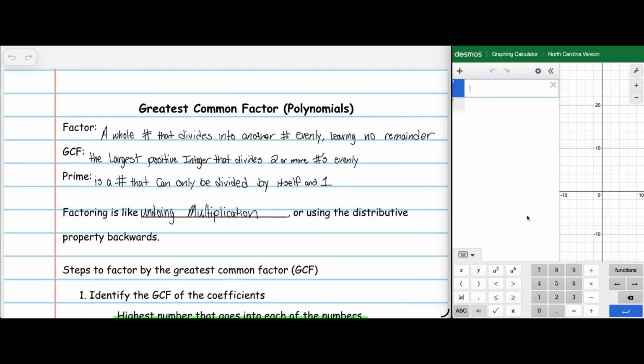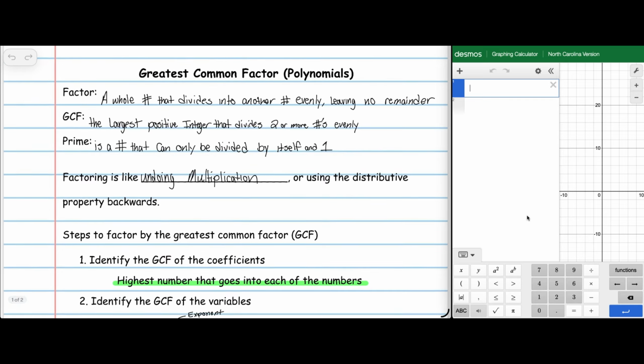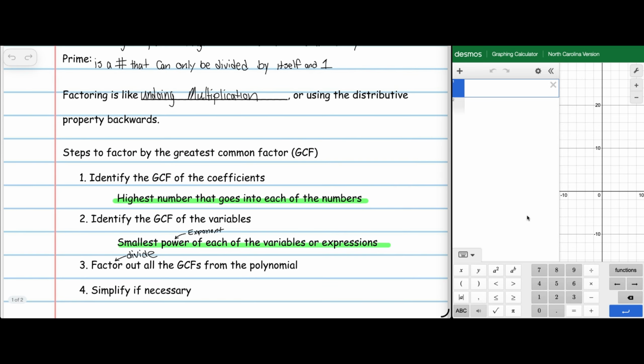Now, the steps that we're going to take when we're solving: the first thing we're going to do is identify the GCF of the coefficients. Now, we remember that the coefficients are the numbers in front of a variable. So we're going to find those GCFs first. It's the highest number that goes into each of the numbers. So if we look at a problem, the GCF we find has to be able to be divided into all of the numbers in the problem. Okay. It cannot just be one. It can't be just two of them. It has to divide into all of them. But we also got to pay attention that we need the highest.